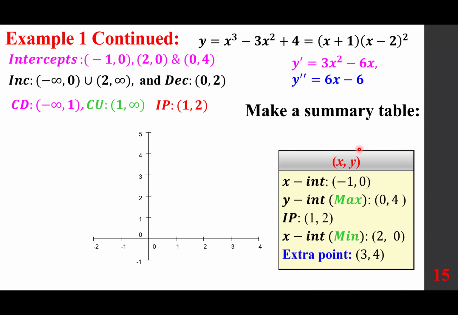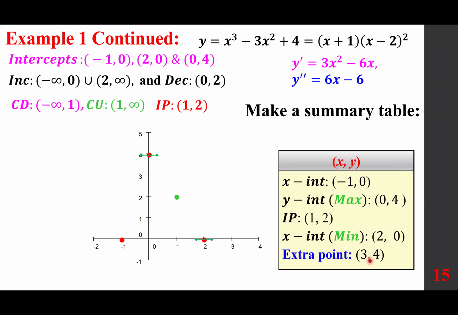So we're going to write the pairs that we found here. And starting with the first x-intercept at -1, 0, we are here. The y-intercept is at 0, 4 here. Also, we know it's the maximum. That means we're going to draw a double arrow, meaning as the graph hits it, it can't cross it. IP, the inflection point at 1, 2, somewhere here. Another x-intercept at 2, 0 here. And that's a minimum, which means again, double arrow, meaning as we hit that, we have to bounce back.